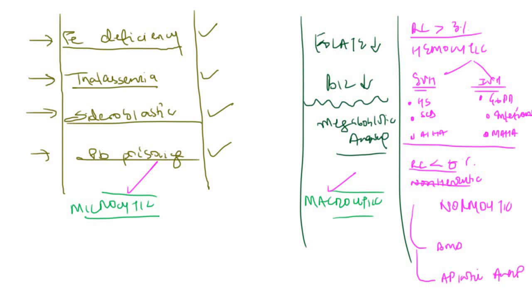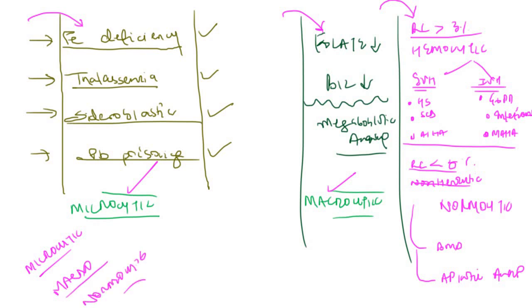So this was a real quick classification of how we approach anemias and how we go about them in the real deal. In the subsequent videos, I'll be taking the microcytic anemias, the macrocytic anemias, and the normocytic anemias one by one. Till then, I hope you understand this video well, and you study well, and you do really great in your real deal.